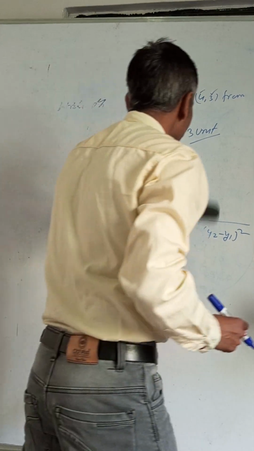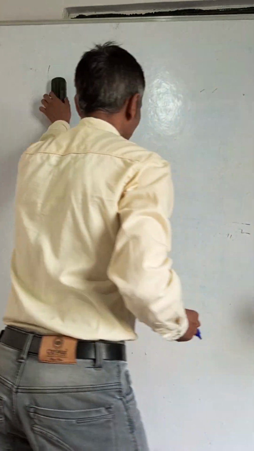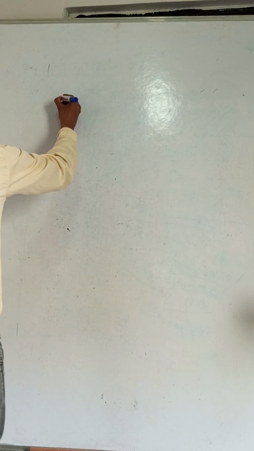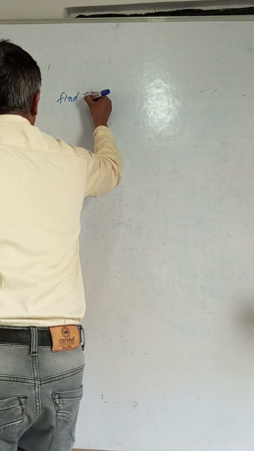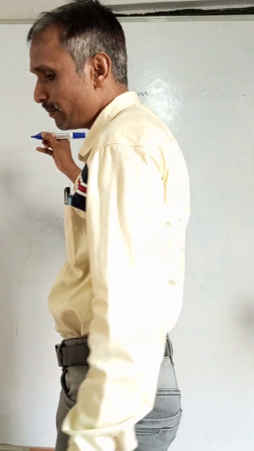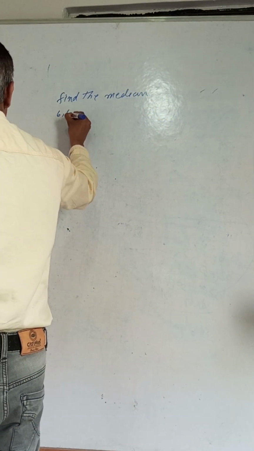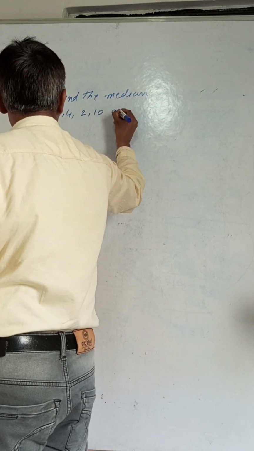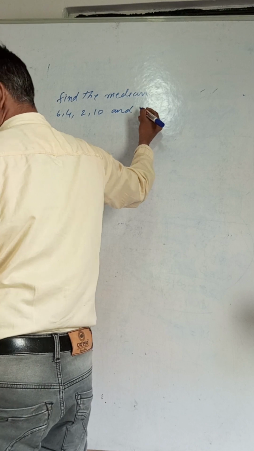Next question. Find the median of the given data. Find the median of the numbers. What numbers are given here? 6, 4, 2, 10 and 7.